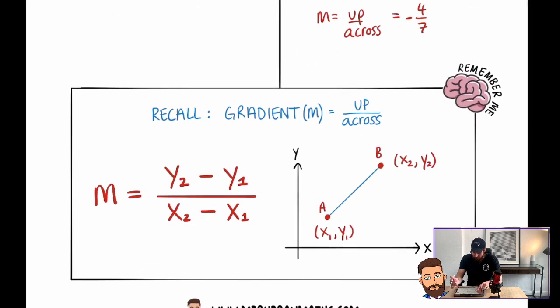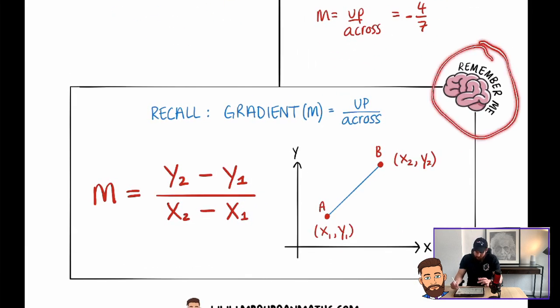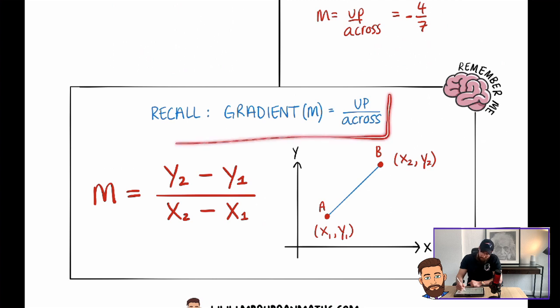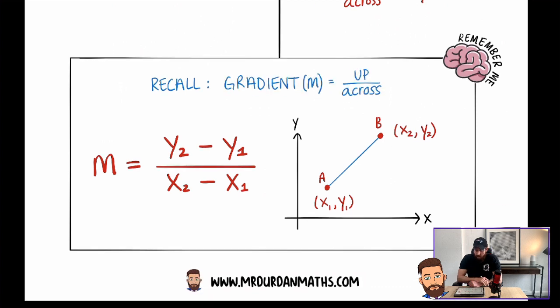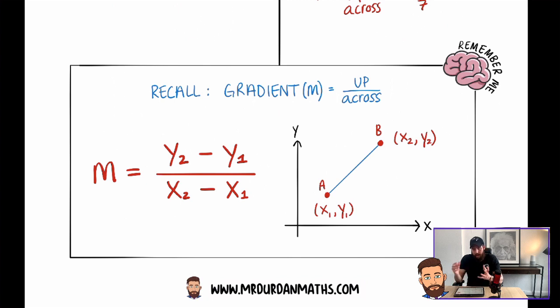So this box here, the Remember Me box, if you ever see the Remember Me box, that is something that you might want to put on a revision card, because it's the key information for this topic that's going to make it possible for you to do. So I've just put at the top here, recall. This is from last lesson. We know that the gradient, which we refer to as m, is equal to up divided by across. So how are we going to use that to take 2 points without a grid and find a gradient?